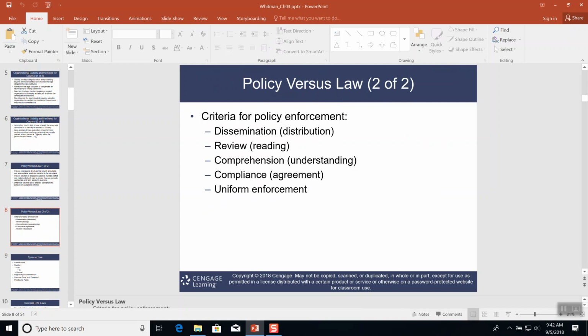Now, criteria for policy enforcement. You got your distribution. Read it, understand it, agree to it, and enforce it uniformly. So I make sure all of you get a copy of the policy. Read it. What they'll have us do at meetings, they'll give us a policy or they'll present it on the overhead, and we got to sign a little piece of paper saying, yeah, we understand. So we read it, we understand it, and we agree to it all in that one case. And then if I fire one person for breaking a policy, I can't let another person get by with it. So you got to enforce it uniformly.